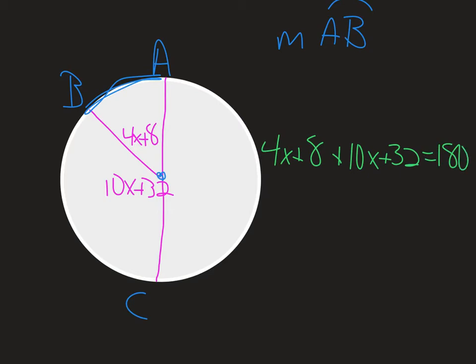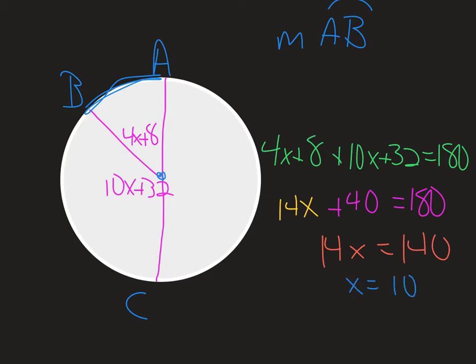So 4x and 10x, let's combine like terms. That's 14x. 32 and 8, that's 40. And that's going to be equal to 180. Let's go ahead and subtract 40 from both sides. So that's going to be 140, divided by 14. Oh, that's convenient. And then x is 10. Well, if I want to find the arc measure of AB, I need to plug in 10. Well, 4 times 10 is 40, plus 8 is 48.